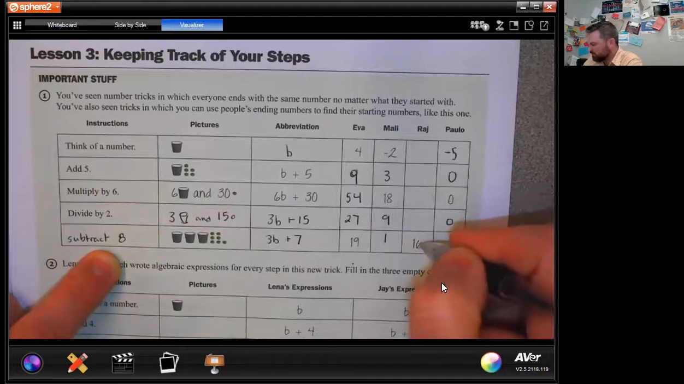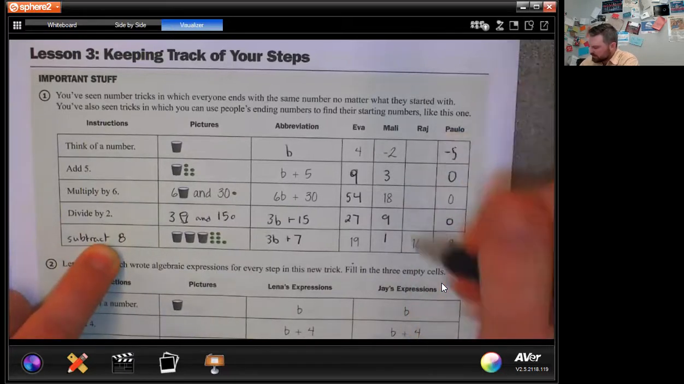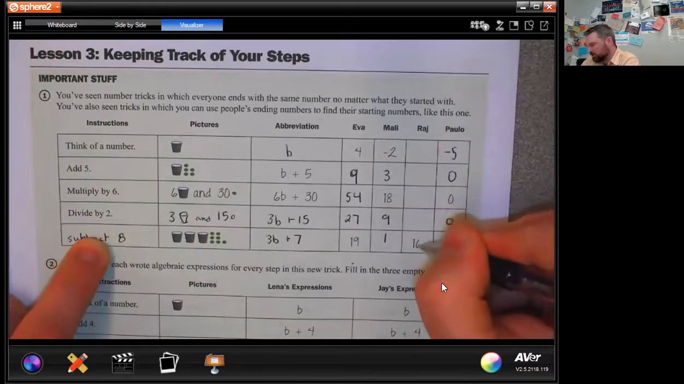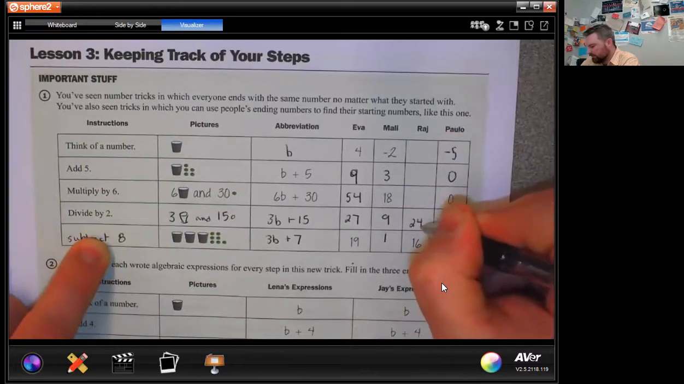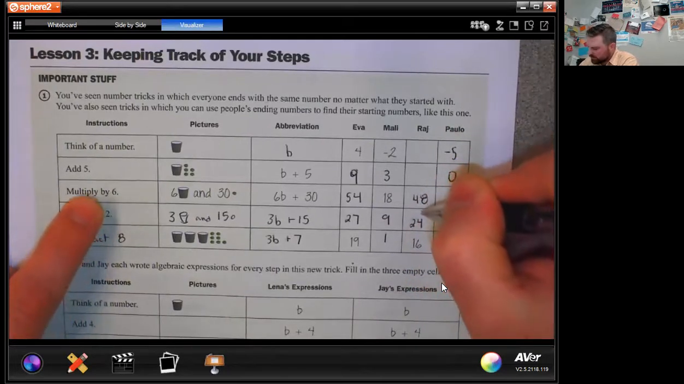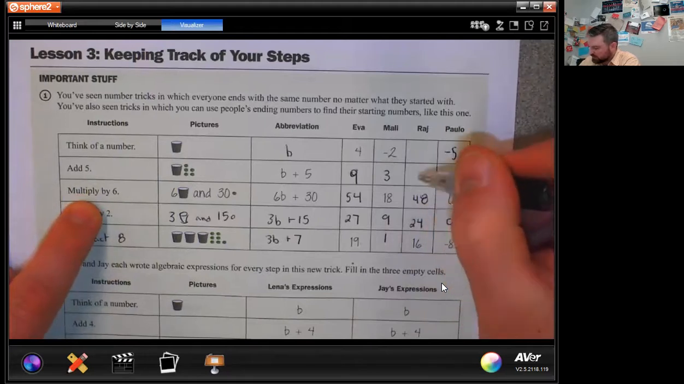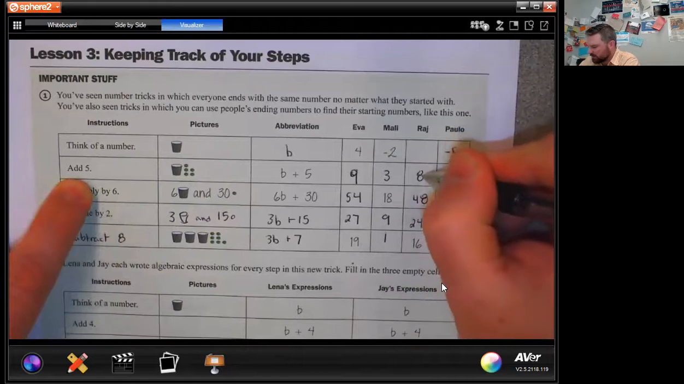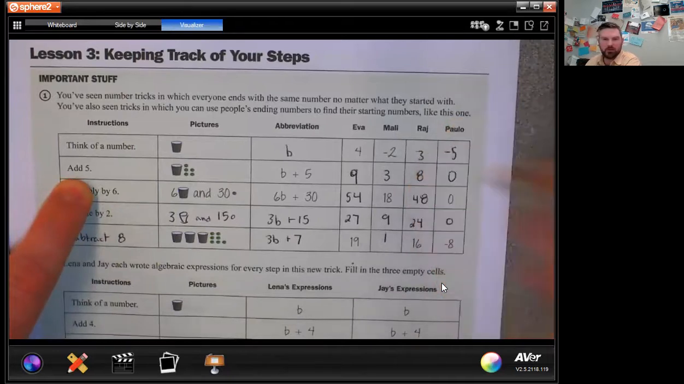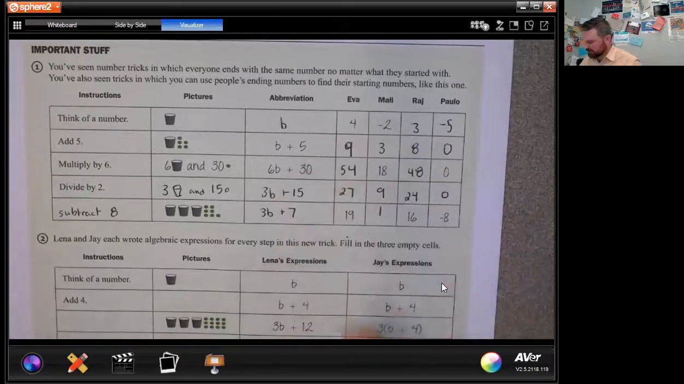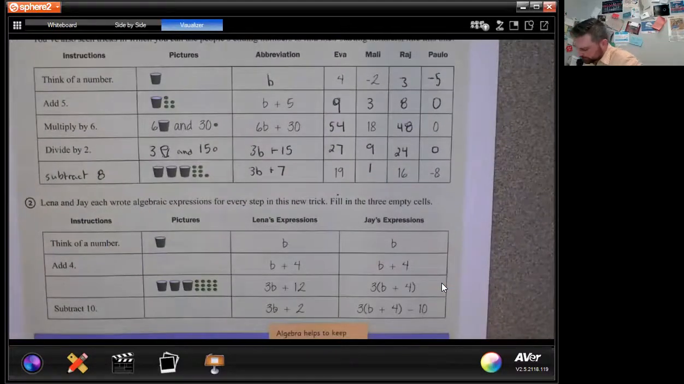So now if I go this way for Raja, instead of subtract 8, I'm going to add 8. So 16 plus 8 is 24. Then instead of dividing by 2, I'm going to multiply by 2. So I get 48. And instead of multiplying by 6, I'm going to divide by 6. And 48 divided by 6 is 8. Instead of adding 5, I'm going to subtract 5, and I'm left with 3. So it's kind of a puzzle on this side to figure out what all the numbers are.